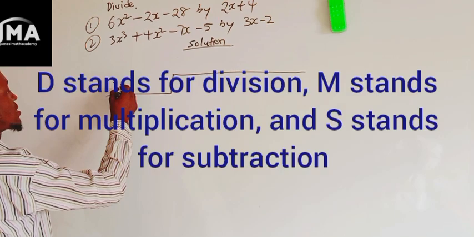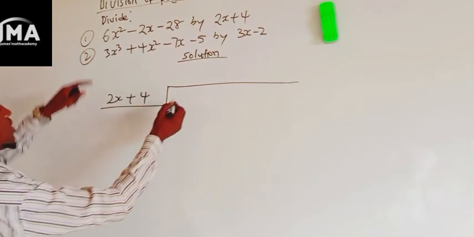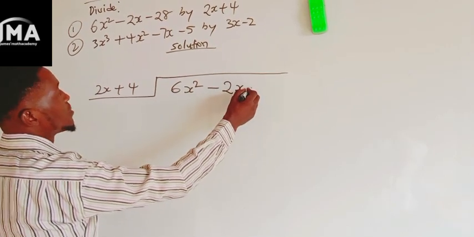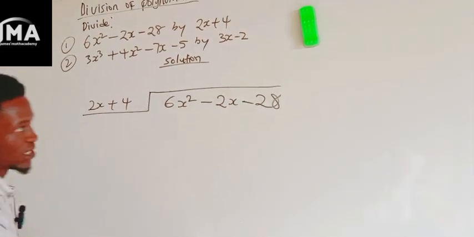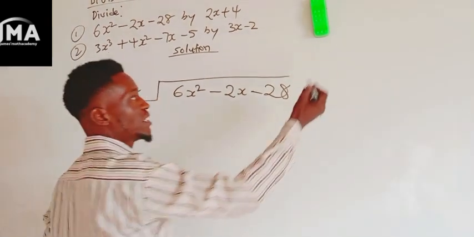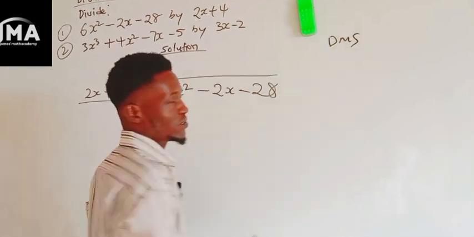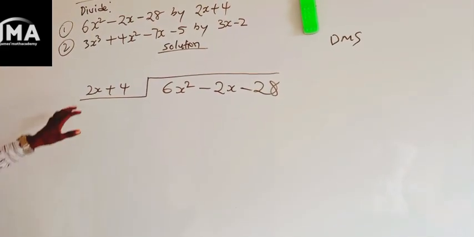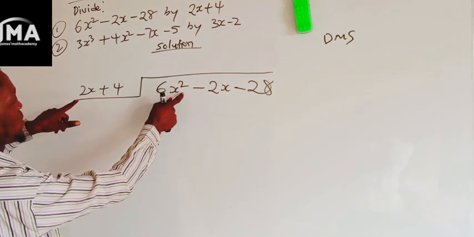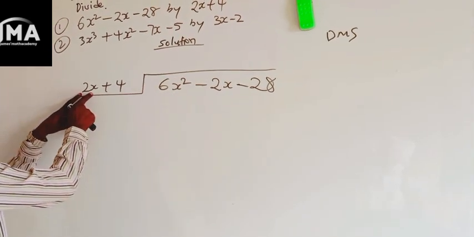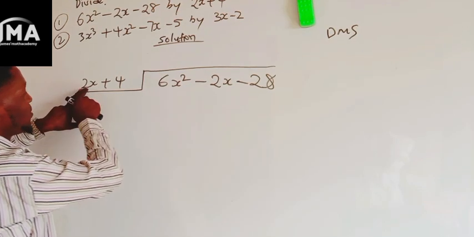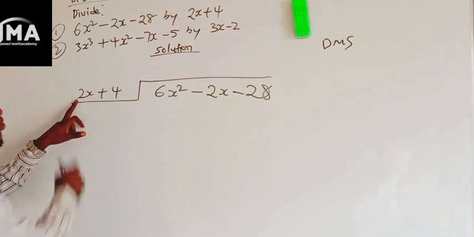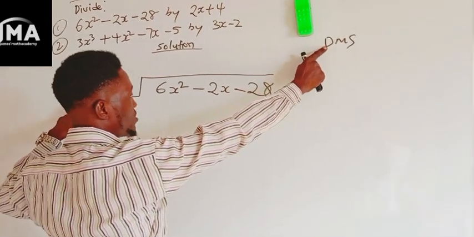So you're going to have 2x plus 4. So this side is what? 6x squared minus 2x minus 28. Okay, remember I told you I'm going to use a particular concept called DMS. Another thing you want to notice is this 6x squared, we divide only by this 2x, this variable, which is 2x, ain't it? Because we are on our division side.